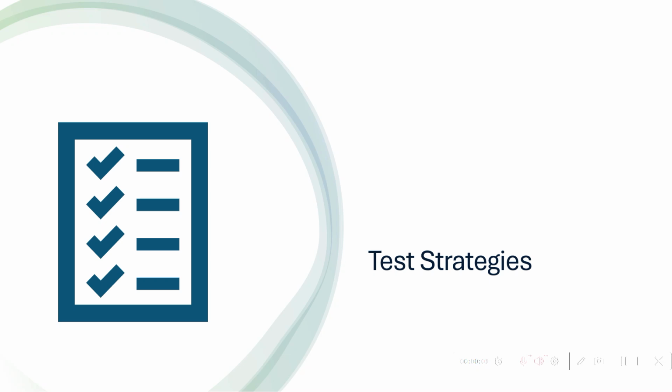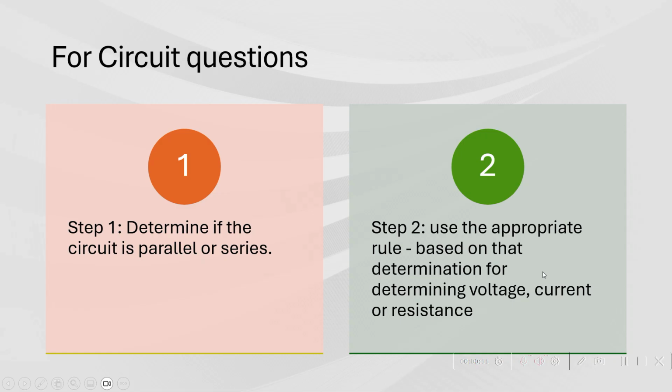Okay, so as we're getting closer to the regions and the end of school, we're gonna focus in more on test strategies. So, for example, if you are looking at a circuit question, step one is determining if that circuit is parallel or series. Parallel circuits have more than one branch.